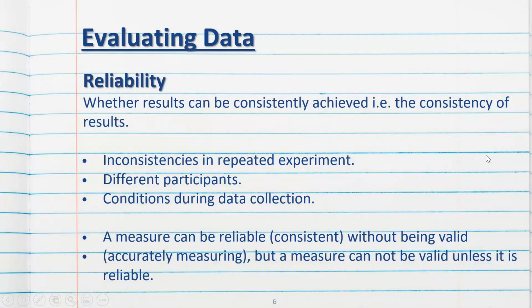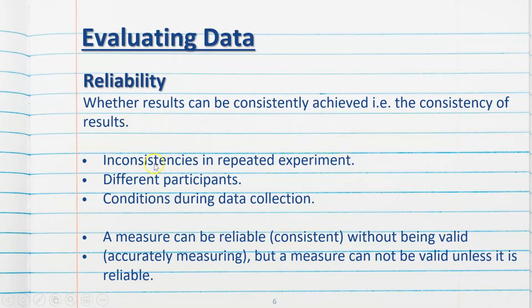Now, reliability is whether the results can be consistently achieved. So in other words, the consistency of the results. So another word for reliability is consistency. If you have a car that is reliable, it's going to perform the same way, or very similarly, every time you use it. It's the same kind of deal with reliability in psychology. Are we going to get consistent or similar results each time we do the experiment or investigation?